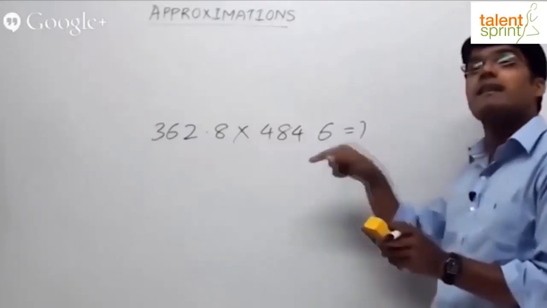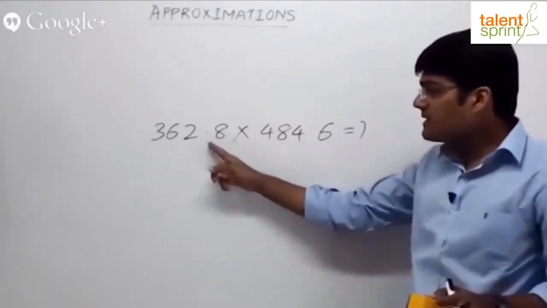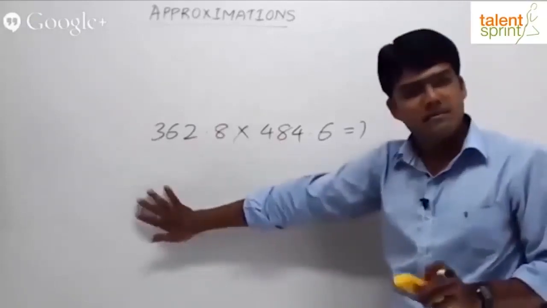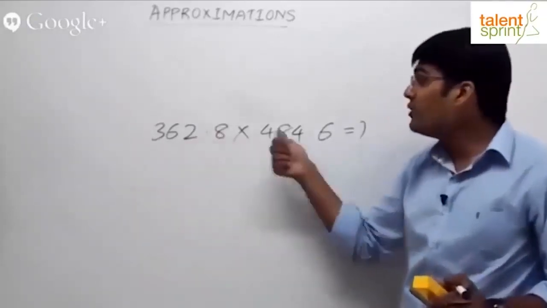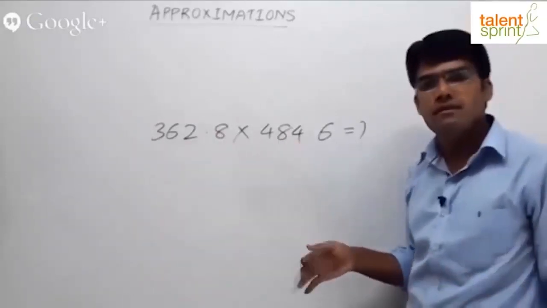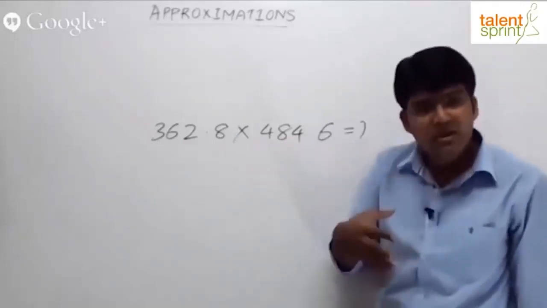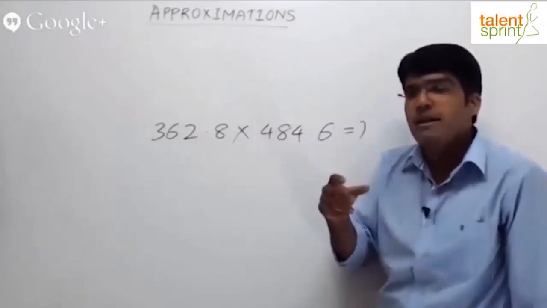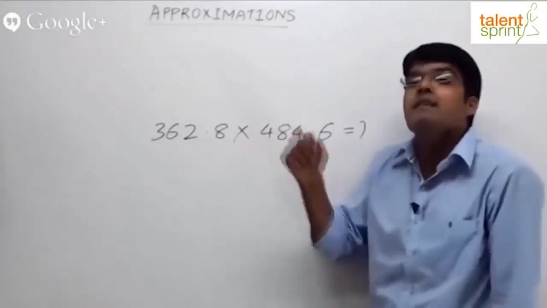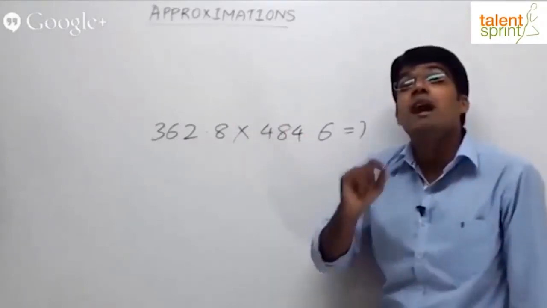What matters is the second and the third part. 0.8, see, 362 into 484 is the first step. So that anyway you will do. But 0.8 into 484, how much will that be? Try to understand. Will the difference be in tens? Will the difference be in 10, 20, 30, 40? Will the difference really be 10, 20? I mean, the difference of exact answer and approximate answer. No, the difference will go in hundreds.